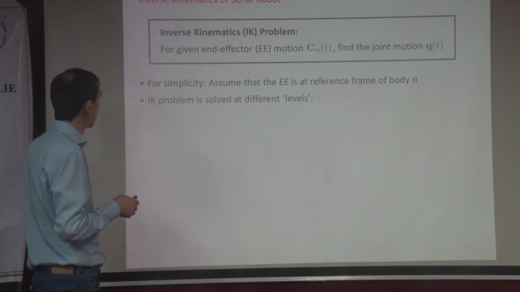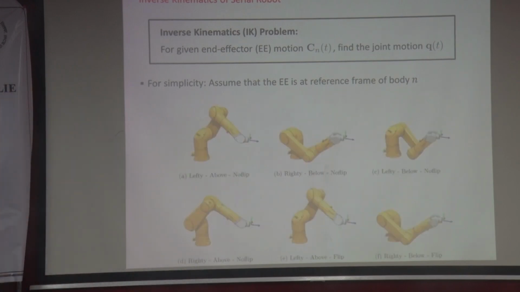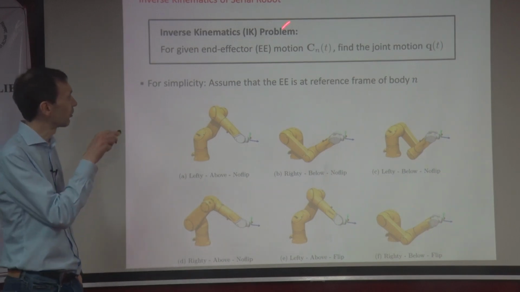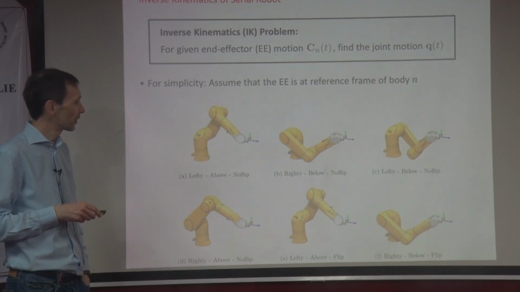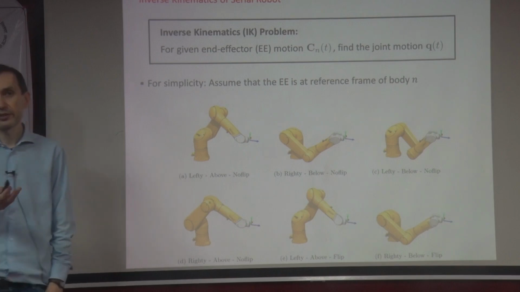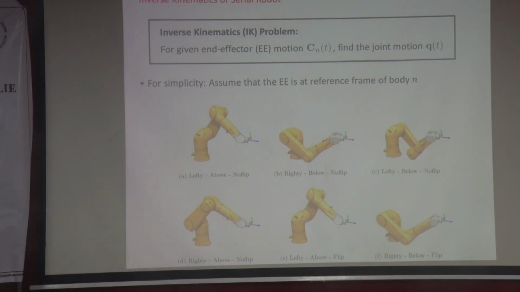Okay, good. Let's say that we have the homogeneous matrix H that describes the end effector pose relative to the spatial frame, and I would like to have the joint coordinates according to this motion.